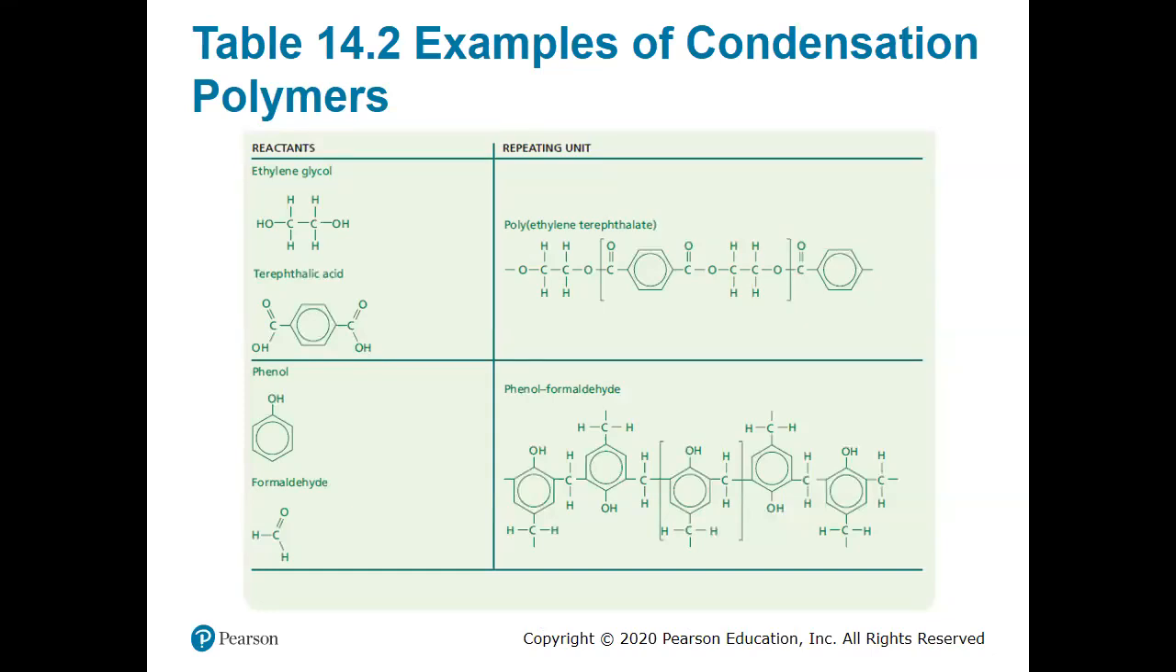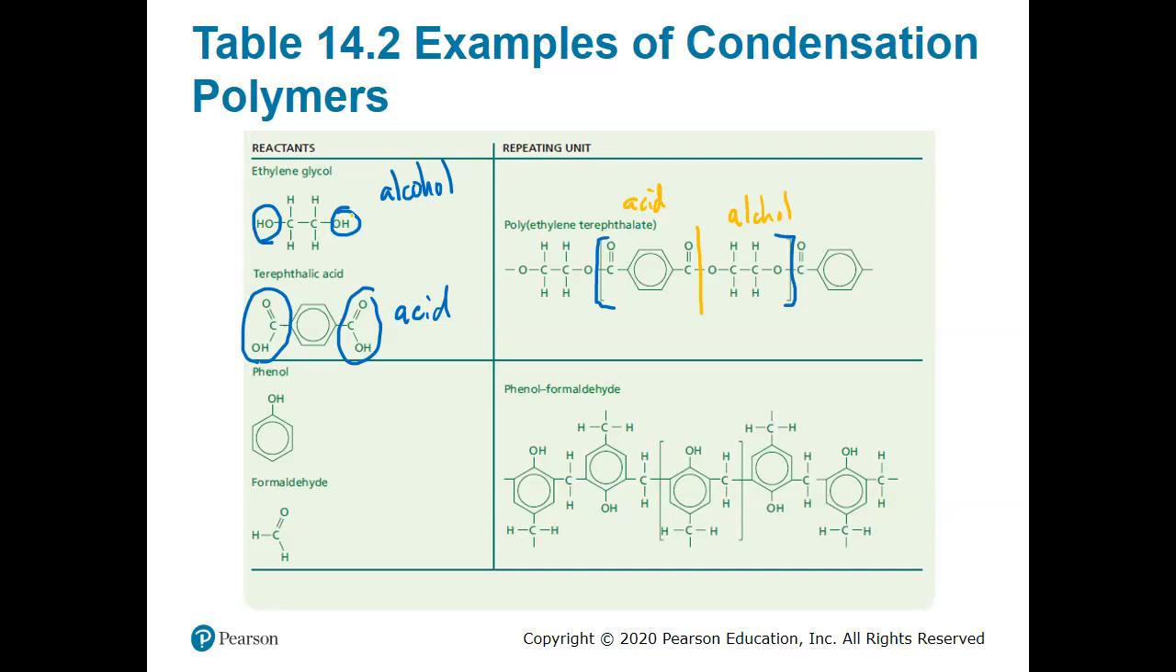So here we have a couple of examples. We have something called ethylene glycol. You can see that this is an alcohol group. It only has the OHs. And we have terephthalic acid. You can see that each of these has that carboxylic group on the end. And if I look at this part of the compound, that's my repeating unit. And I can break that repeating unit down into its two pieces. Here was the former acid on the left and the former alcohol on the right.